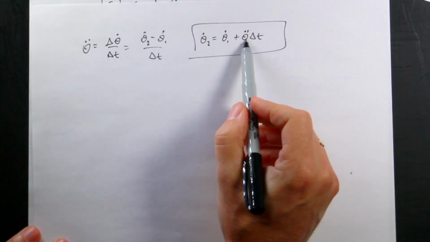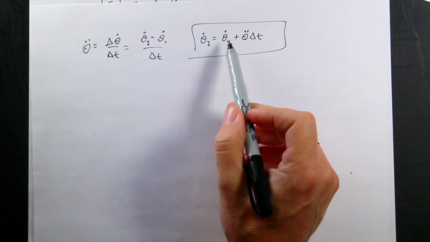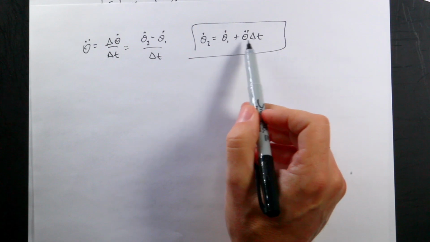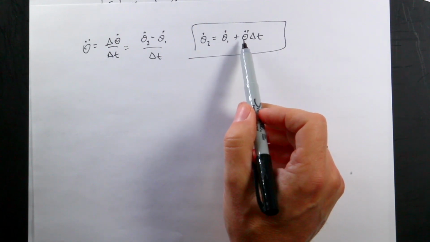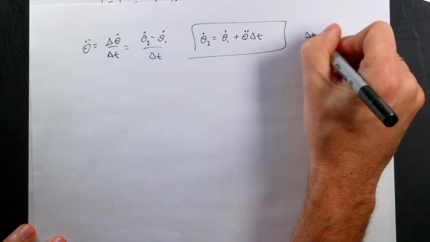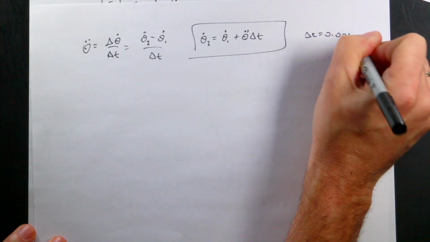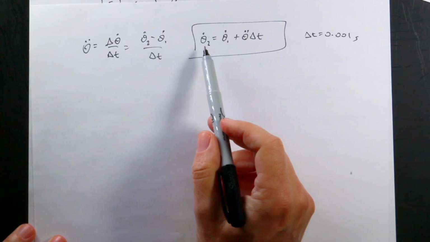So if I know the initial theta dot, the initial angular velocity, which I'll set to 0 if I release it from rest, and I know I can calculate theta double dot, right? I just calculated that as an equation, and I know my delta t of, let's say, 0.001 seconds. Then I can calculate theta 2 at the end of the time interval.